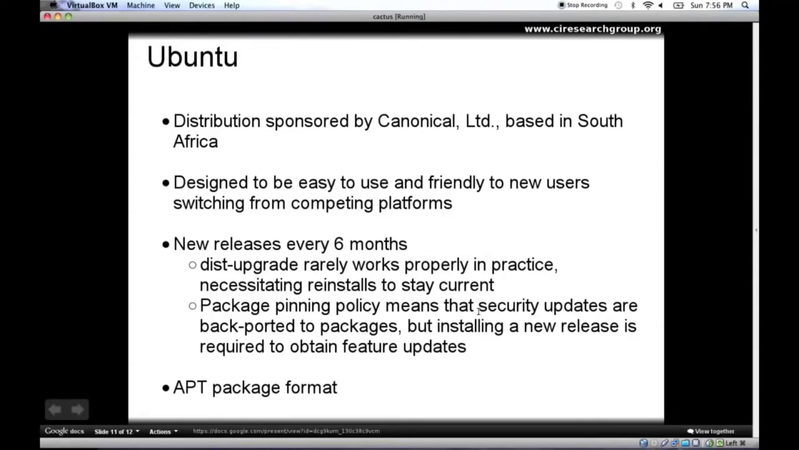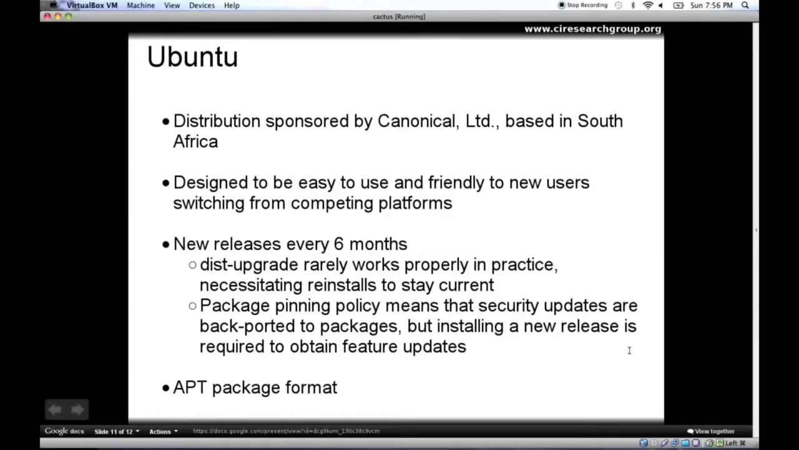Ubuntu also has a package pinning policy. Thus, once a package is released, it's only updated for security updates. If new features are added, one has to wait till the next version of Ubuntu comes out before getting the newly updated package.